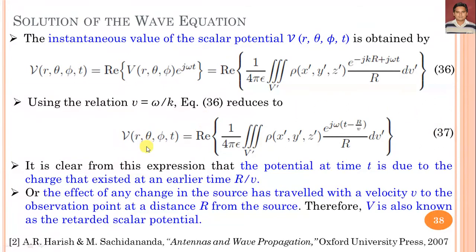From expression 37, it is clear that the potential at a time t is due to the charge that existed at an earlier time, t minus r by v. Here you can see this is the time the effect of any source has taken, traveling with velocity v to the observation point at a distance r from the source. Therefore, V is also known as the retarded scalar potential.